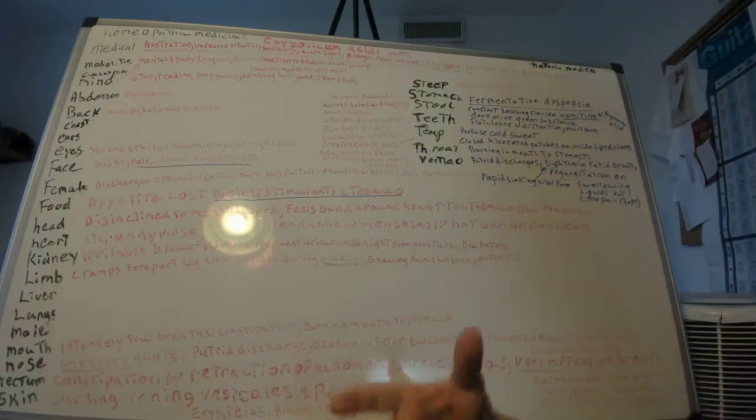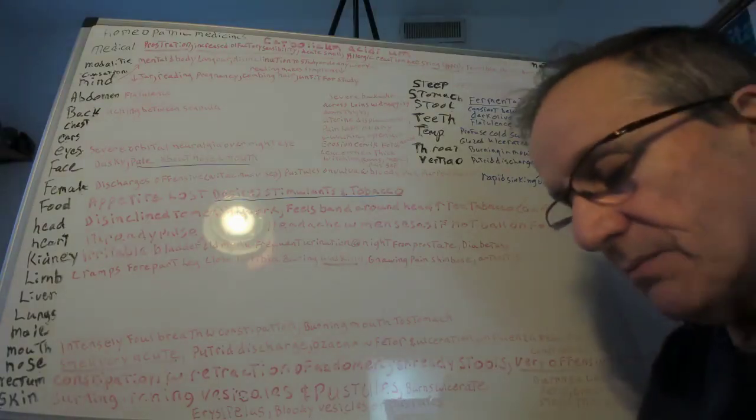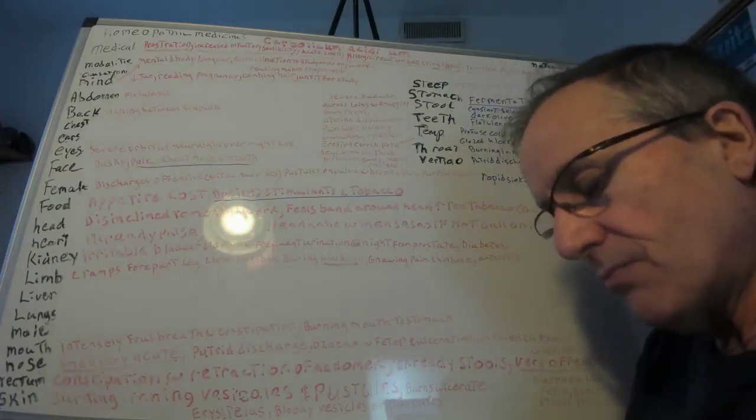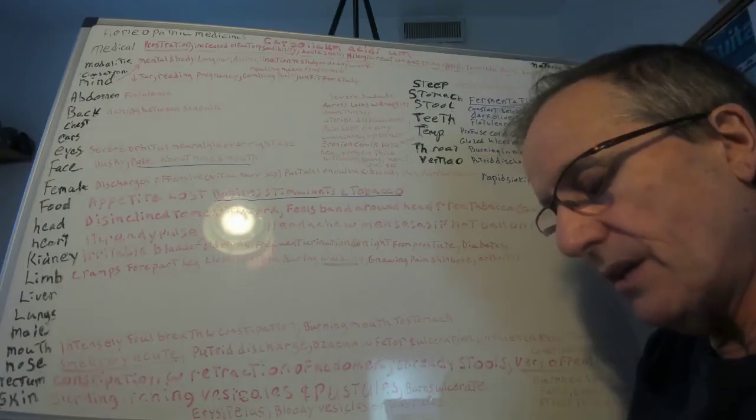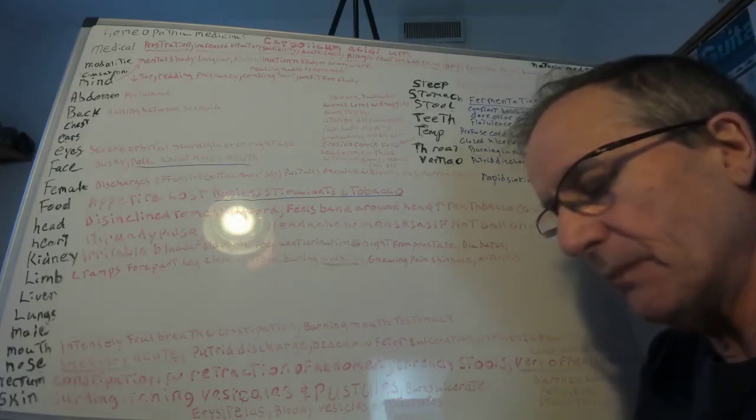So this constipation, there's a retraction of the abdomen. Must feel like a retraction. Let's see what rectum says. Offensive breath, great tenesmus, diarrhea, constipation with very offensive breath. That's a 3. Constipation with retraction of abdomen.